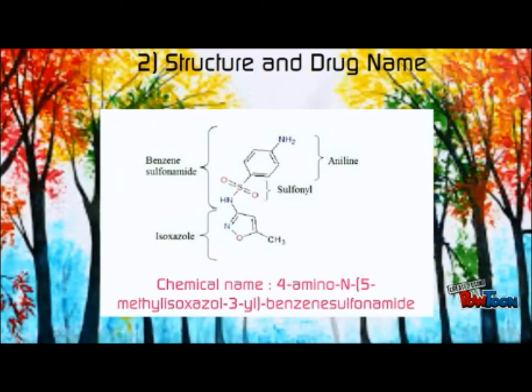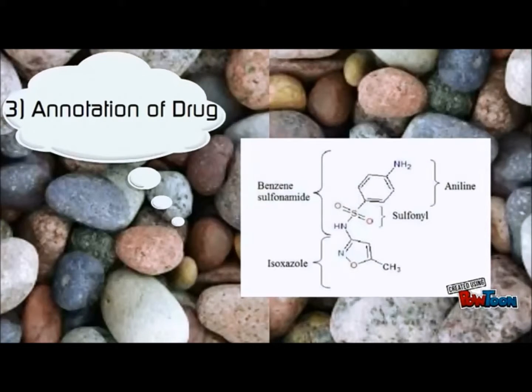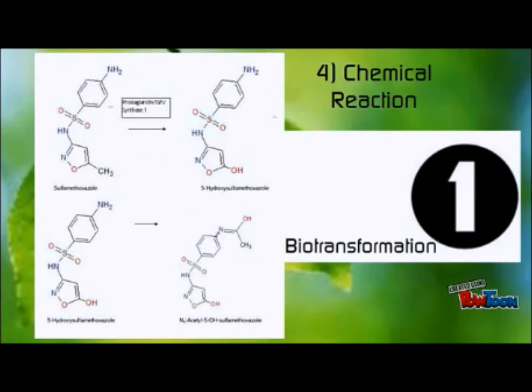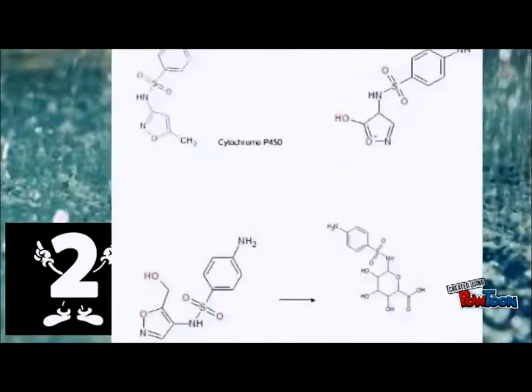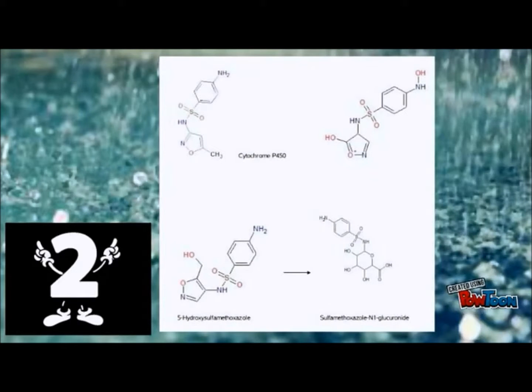Now let's move to the label structure of this drug. It consists of benzene sulfonamides, sulfonyl, ethylene, and isoxazole. The key functional groups of this drug are primary amine, oxazole, secondary amine, and benzene. In biotransformation, sulfamethoxazole will be converted to N4-acetyl-5-OH sulfamethoxazole since it undergoes extensive metabolism, mainly by several oxidative pathways. While in allergic reactions, sulfamethoxazole will be converted to sulfamethoxazole N1 glucuronides by CYP450.